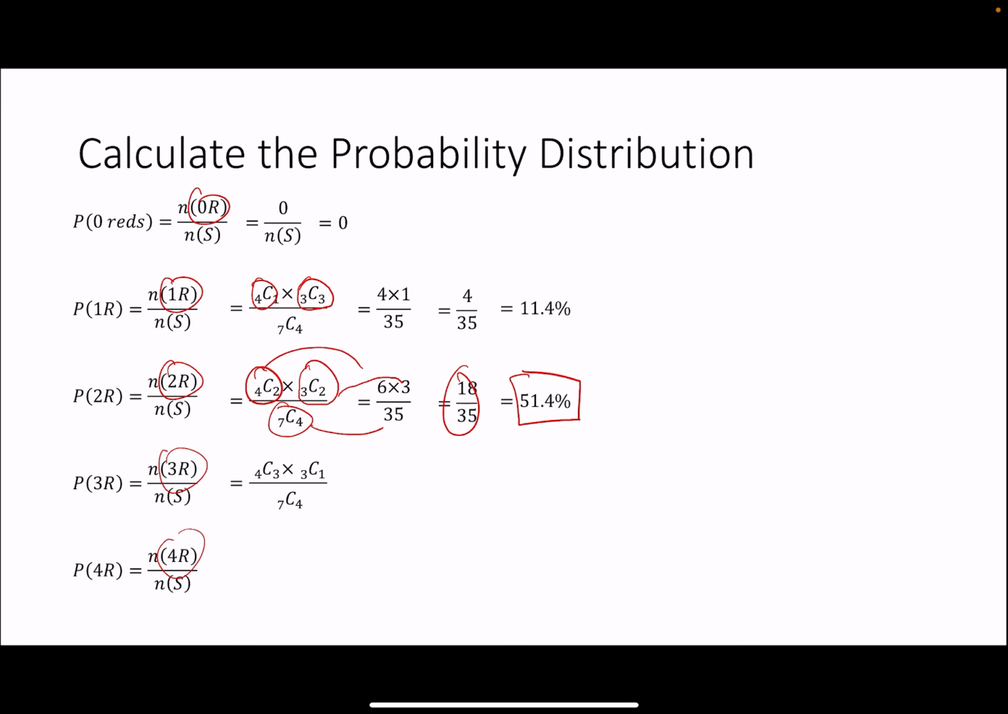Here we have the probability. Number of ways we can choose 3 reds. Well, we have 4 reds, we choose 3. Then we have 3 blues. We only need to choose 1. How many ways can we do that? And once again, the denominator stays the same. 4 times 3 over 35 is 34.3%.